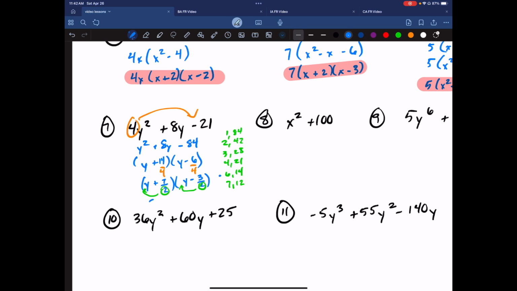And that's going to result in 2y plus 7 and 2y minus 3. And that, after a little bit of work, is your answer.